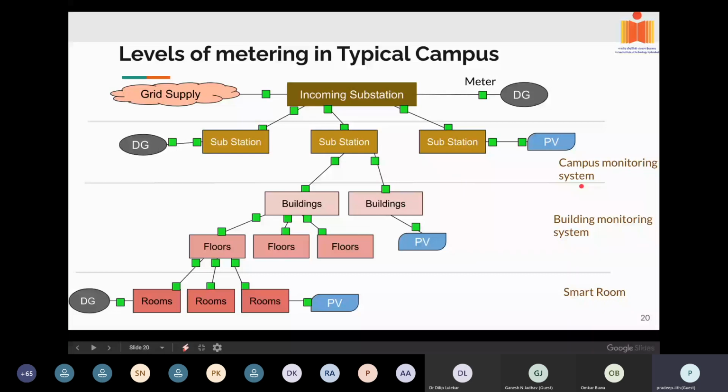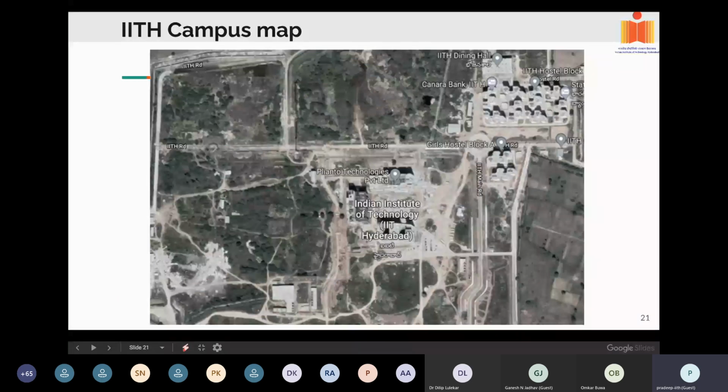Now coming to our IIT Hyderabad campus. This is a Google Map image of the campus, wherein on the top right corner, there is a dining hall and student hostel blocks. Then in the middle of the screen, there are academic block A, academic block B, and academic block C. And then at the lower corner, we have the chiller plant.